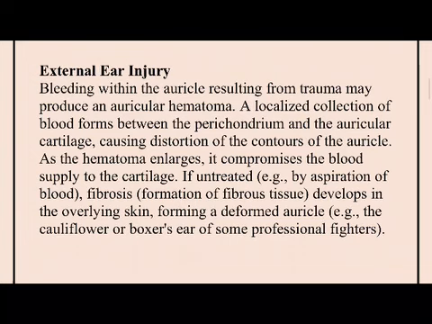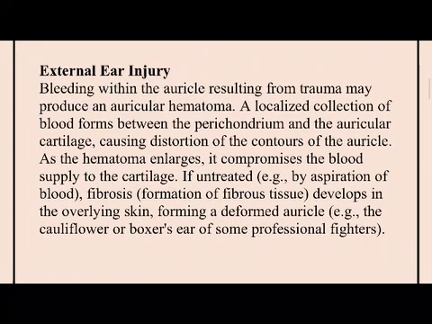The usual contour you find in the auricle is lost. As the hematoma enlarges, it compromises the blood supply to the cartilage. If you don't treat such a case, you may need to treat by aspiration of blood. If you don't treat by aspiration of blood, you will have fibrosis, that's formation of fibrous tissue developing in the overlying skin. As a result, you will have a deformed auricle.